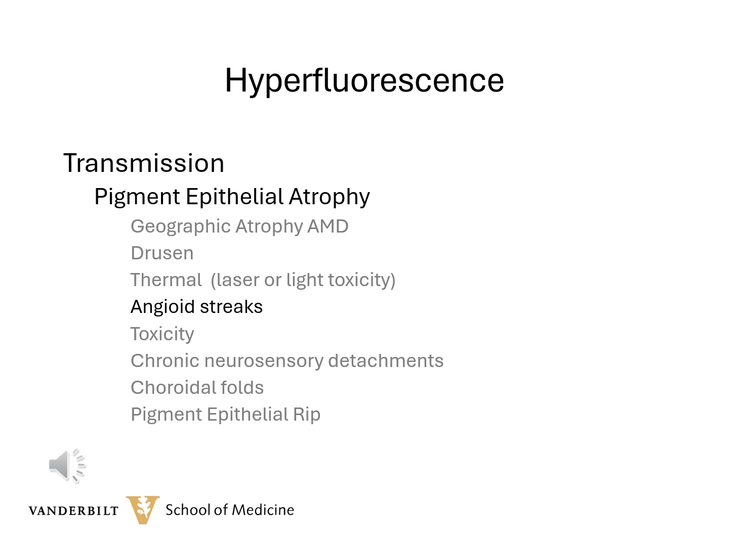Angioid streaks are breaks in Bruch's membrane with overlying retinal pigment epithelial atrophy, and they will have a very specific pattern of hyperfluorescence, and we will show this now.